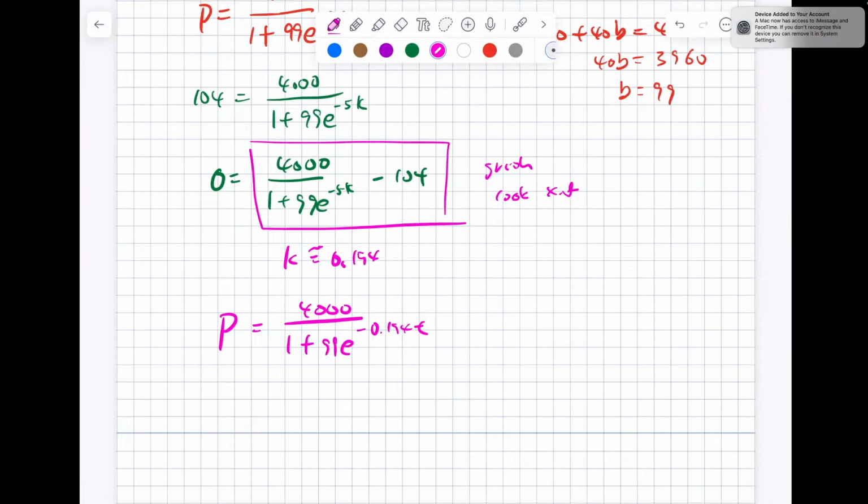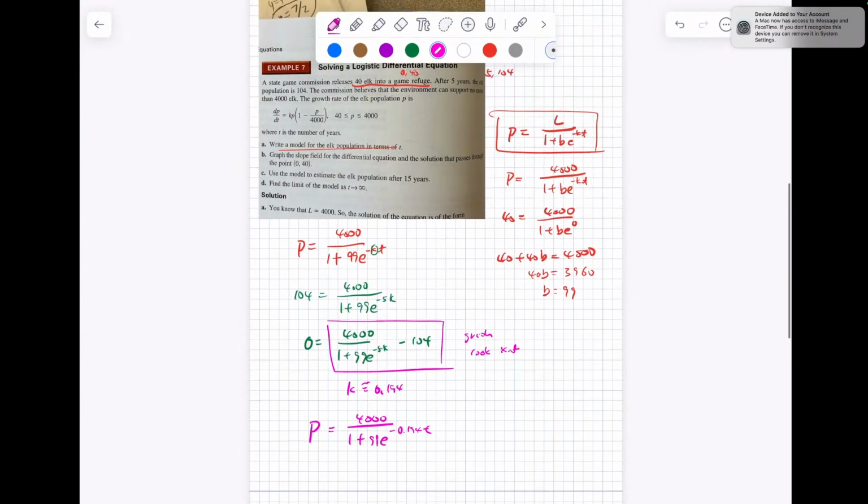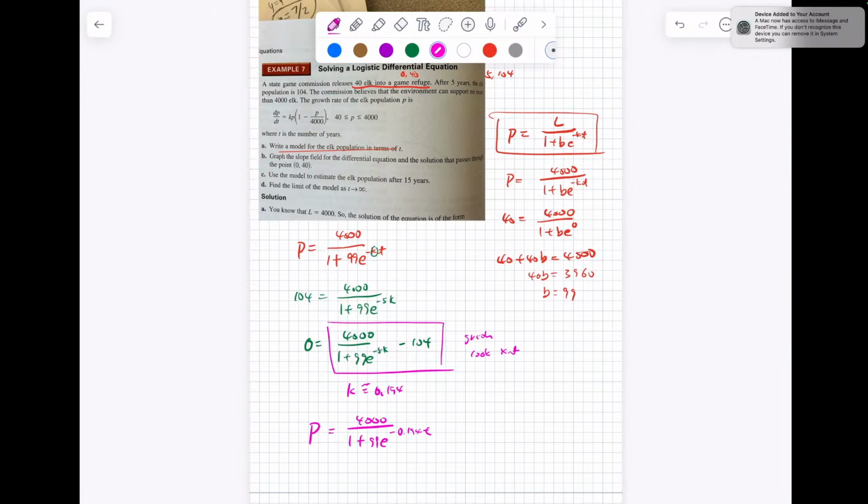Can you scroll up? Sure. You did it yourself anyway. Yeah, there you go.